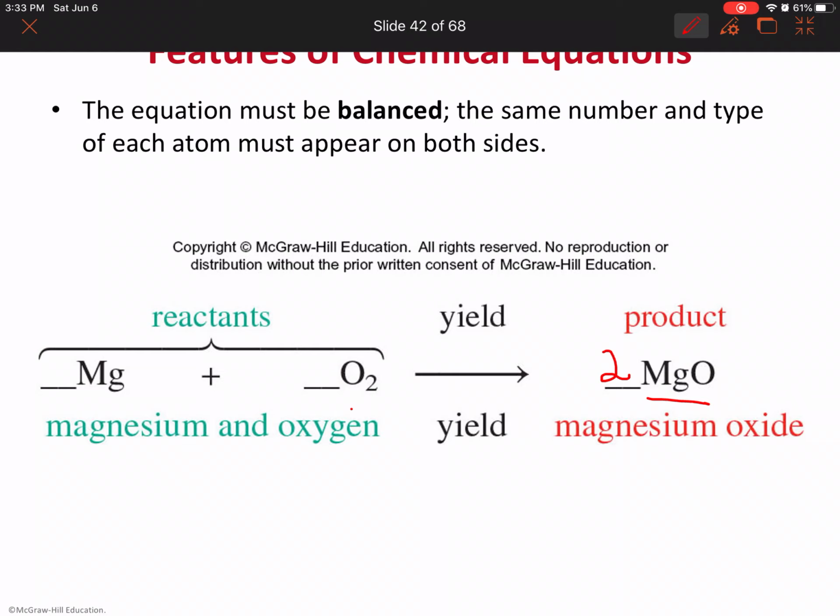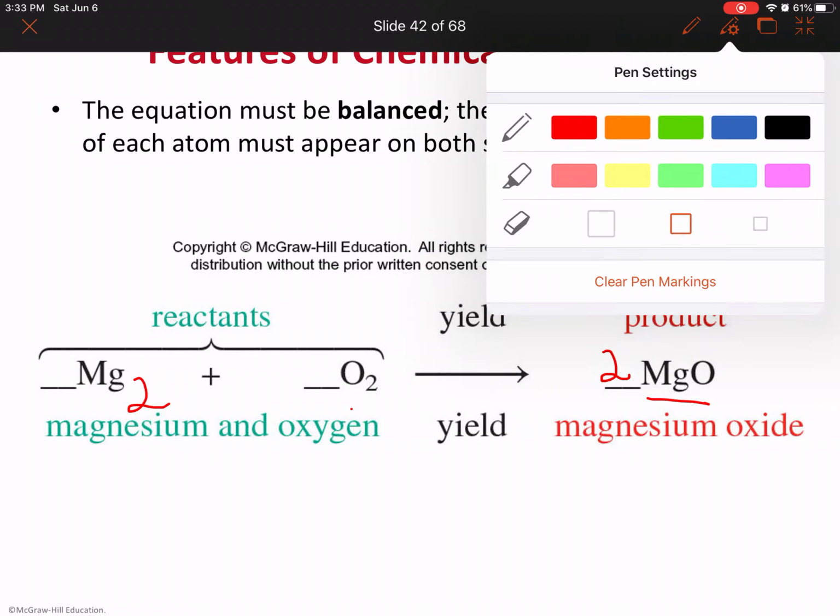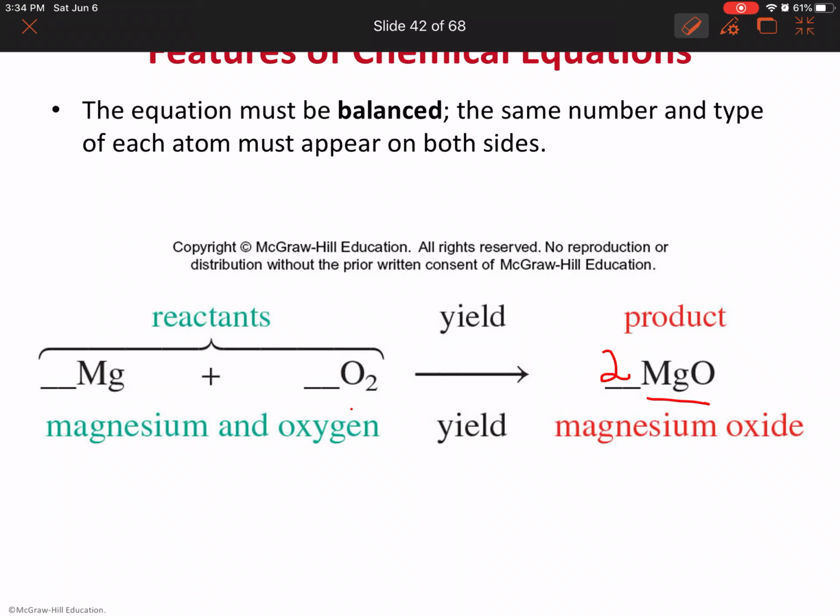Now it made 2 magnesium. Now how do we balance the magnesium then? We're not going to make it Mg2 because it doesn't exist. So what you need to do is put the 2 at the front: 2 magnesium. Now there are 2 magnesium and 1 oxygen giving you 2 magnesium oxide. 2 magnesium on the reactant side, 2 magnesium on the product side, 1 oxygen O2, and there are 2 oxygen in the product side. That's the balanced equation.